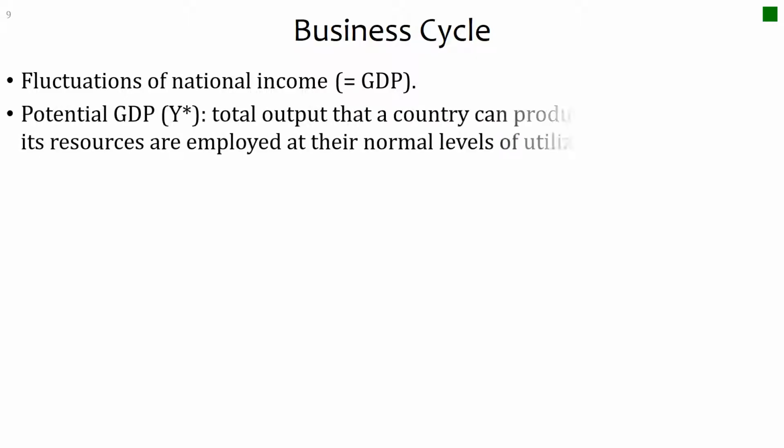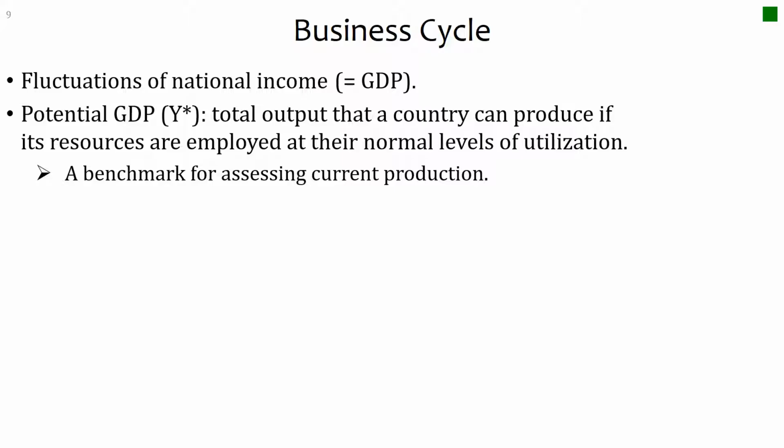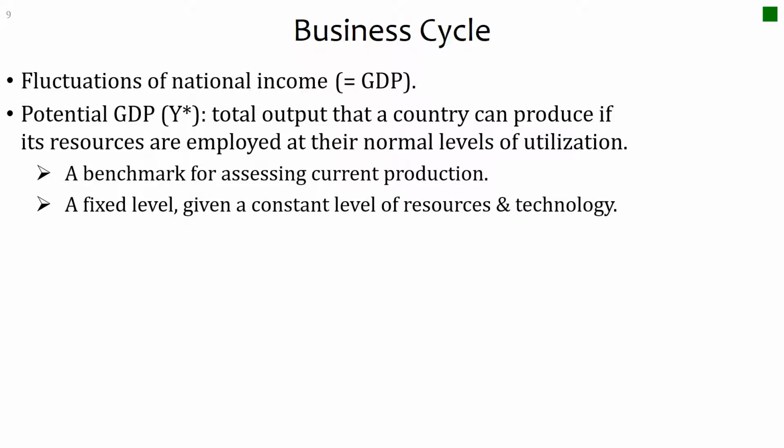One main branch of macroeconomics is called the business cycle, and that's really the fluctuations of national income, and national income is the same as GDP. All right, so this is about the economy in the short run. So whenever we talk about the business cycle, we must talk about this thing called the potential GDP, which is Y star. It's the total output that a country can produce if its resources are employed at their normal levels of utilization. It's a benchmark for assessing current production, and it's a fixed level given a constant level of resources and technology.